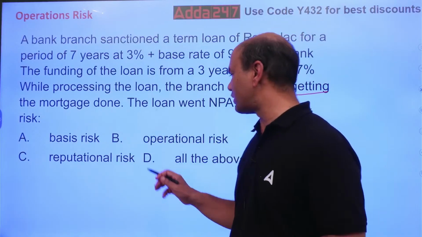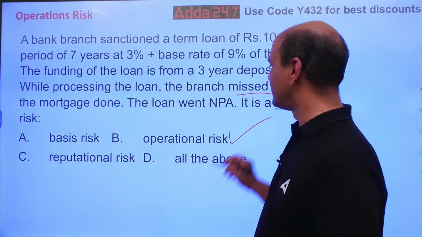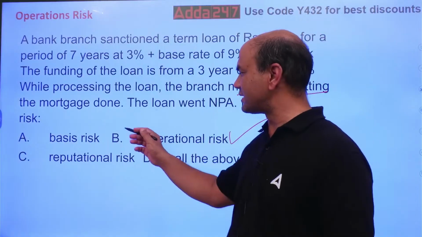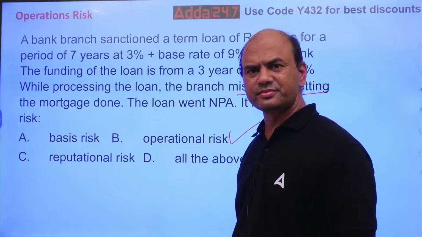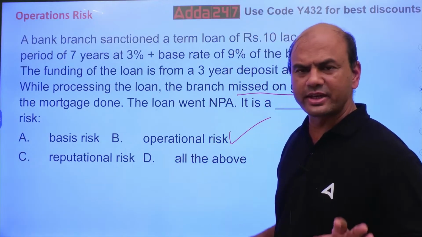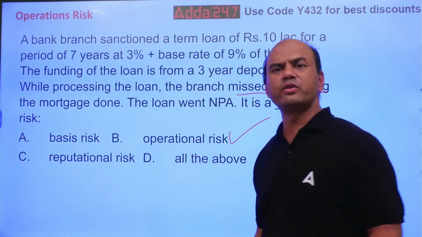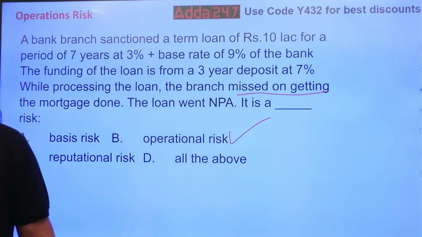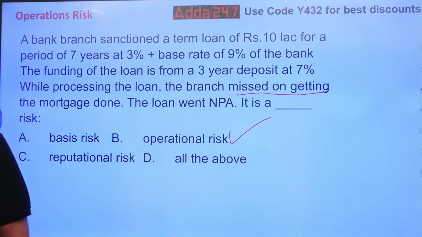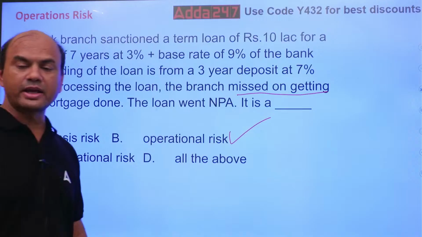So this is basically your ops risk, isn't it? Basis risk, reputational risk, all of the above, forget it. Operations, you have missed it, very simple. Why did you not follow it? Who checked it? What was the checklist? Where's the checklist in this? So these things are to be answered.